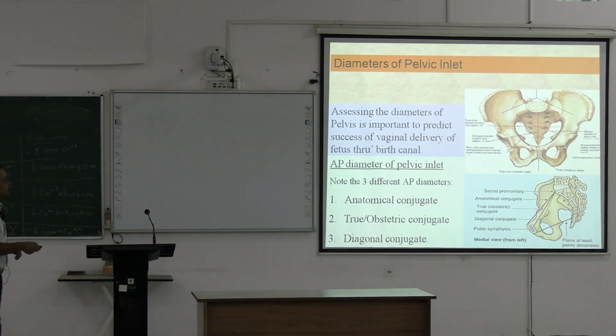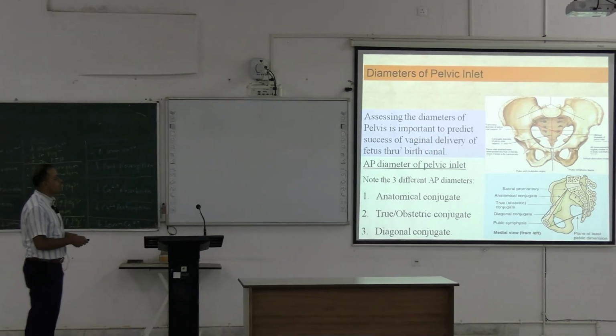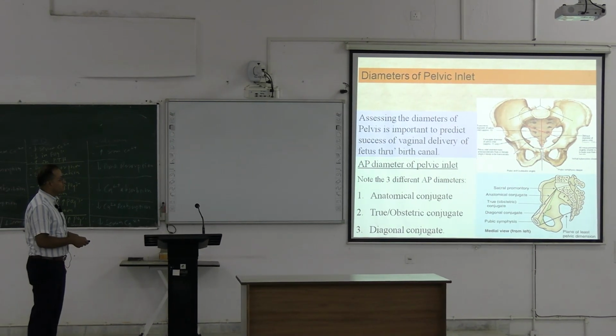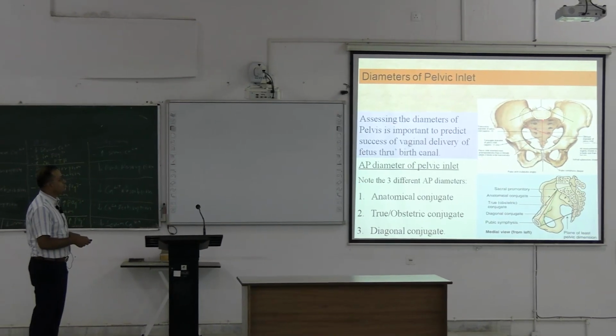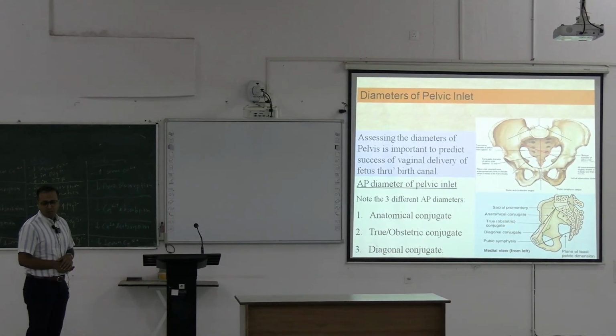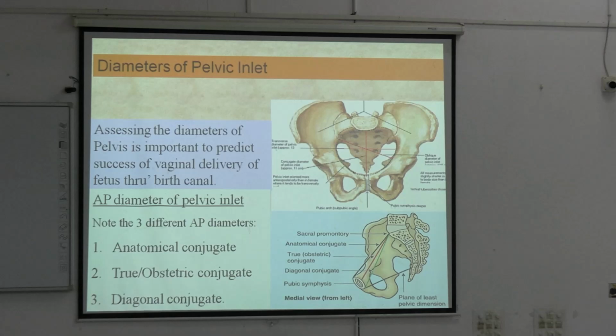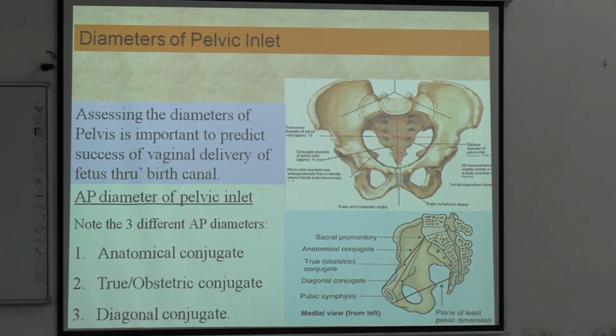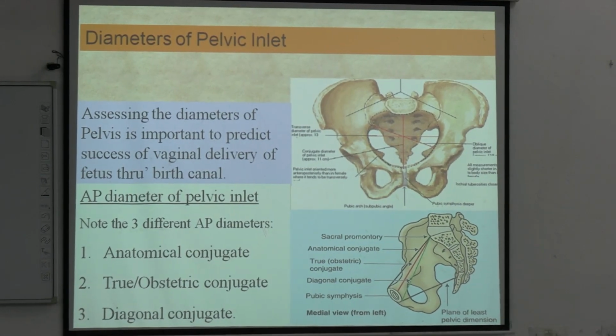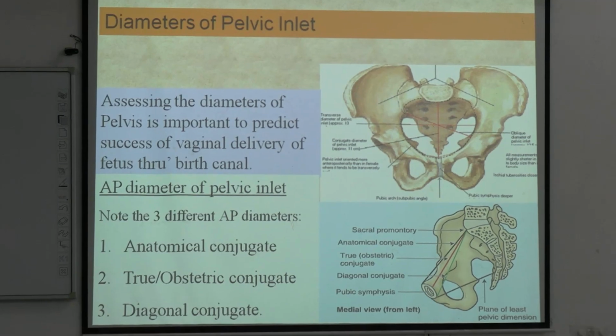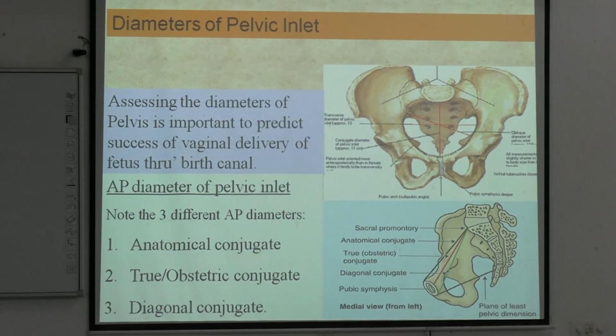So this conjugate, we measure at the narrowest point of diameter, between the symphysis pubis and this particular point, which we call the sacral promontory. This diameter which you are measuring here, we call the conjugate or anterior-posterior diameter, also known as the AP diameter. Now, we can measure this AP diameter in three segments.